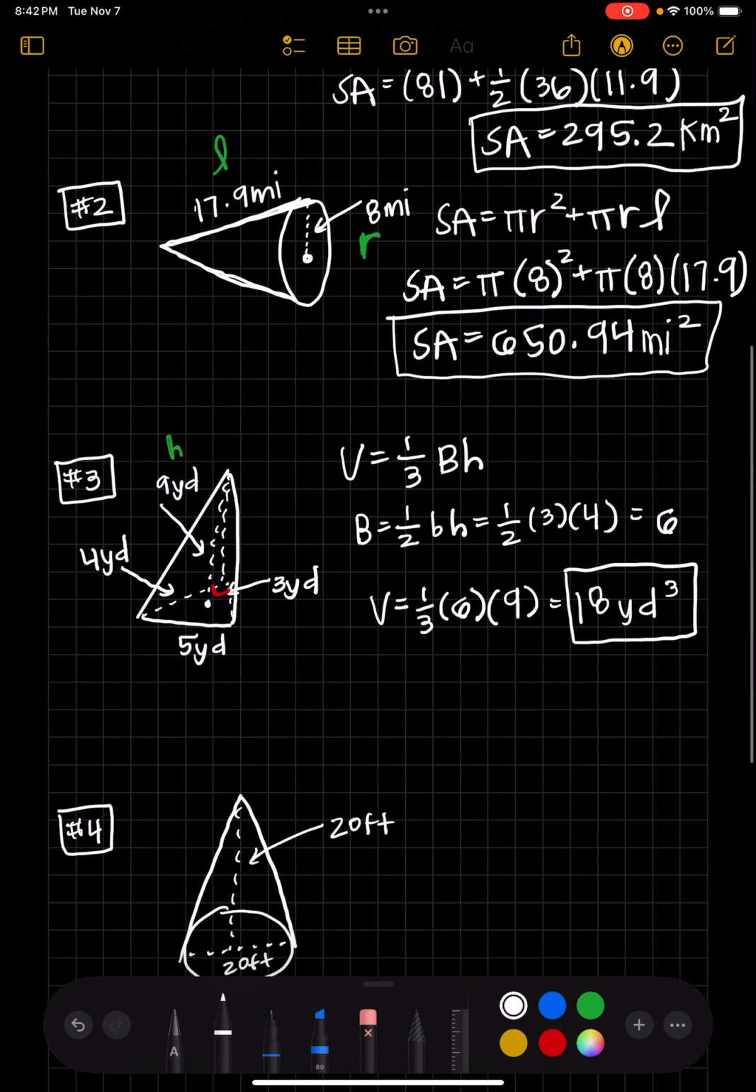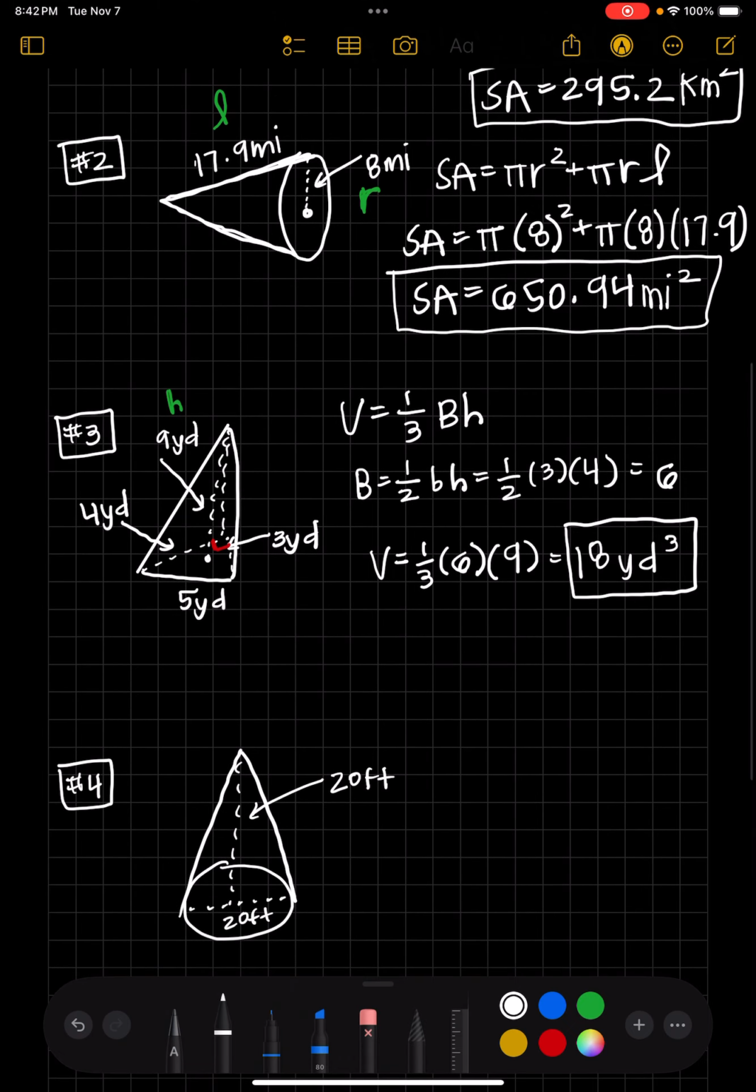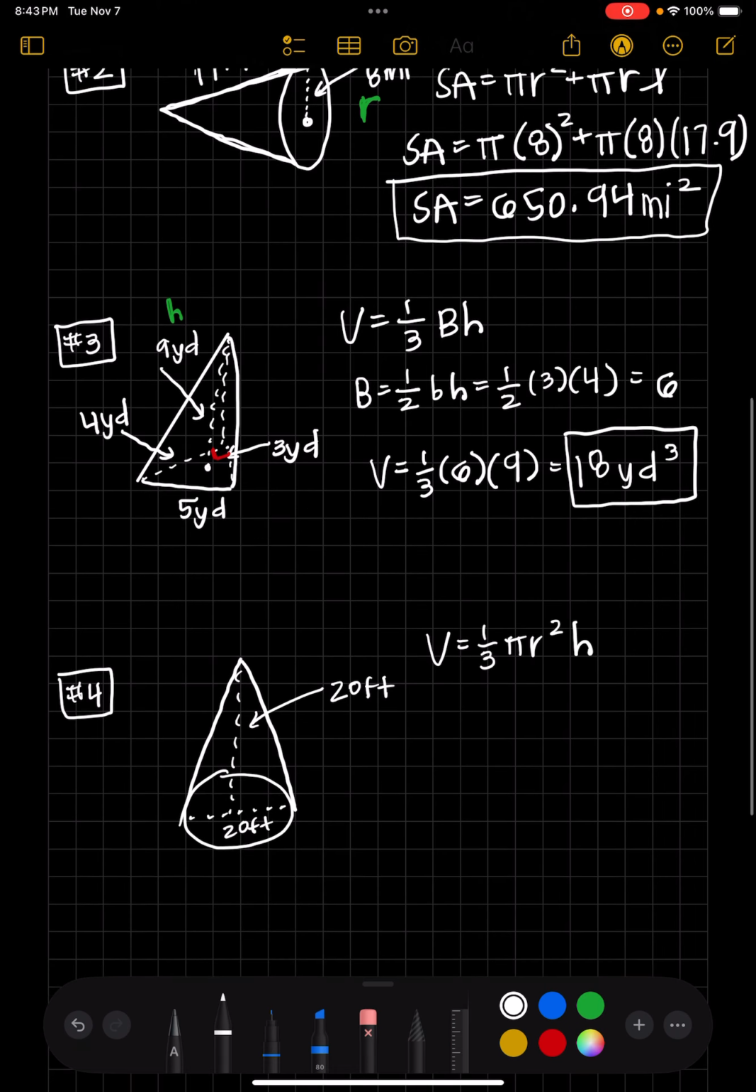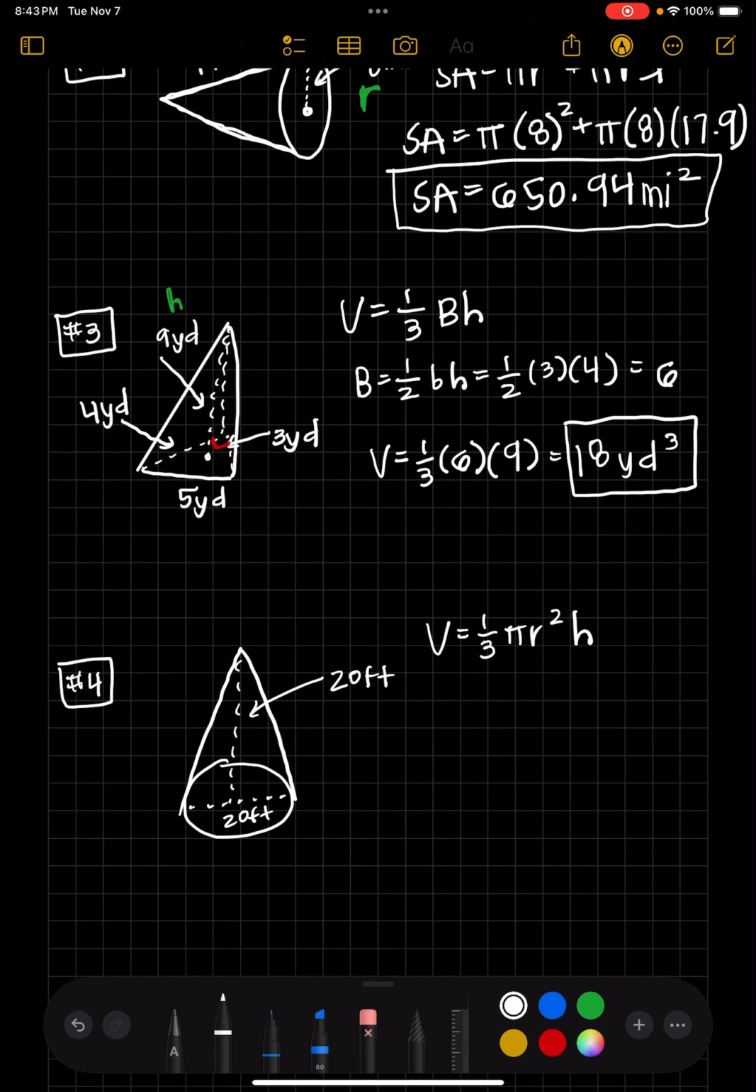Now let's go to the fourth example, which is a cone. And we're going to find the volume. So the formula for volume of a cone is 1/3 pi r squared h. Again, we were given most of this information. So my h is this 20. That's the height of the cone.